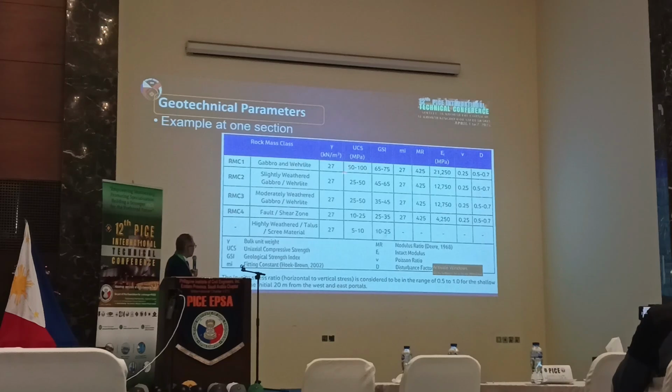And from this, you will see the UCS values range from 5 to 10, to 50 to 100 MPa. It comprises gabbro and wehrlite. So these are the in-use material. And the GSI value is 65 to 75. GSI is the Geological Strength Index. This has something to do with the rock quality designation.